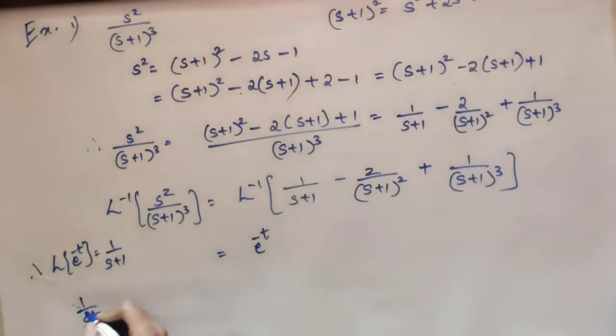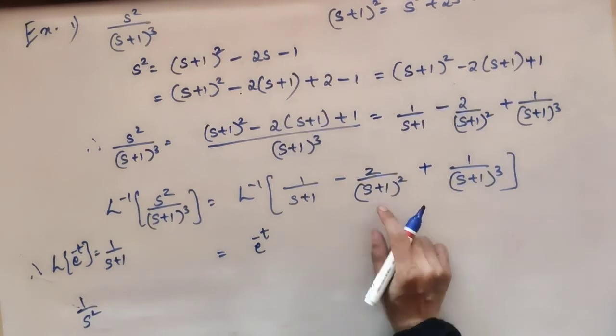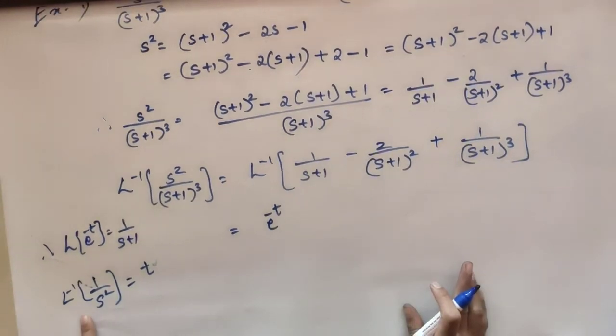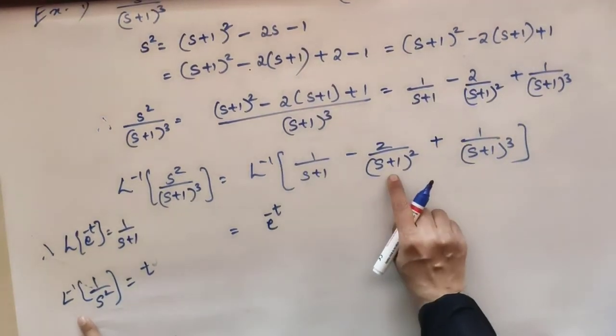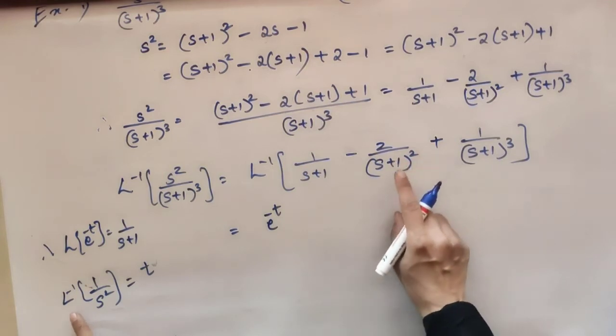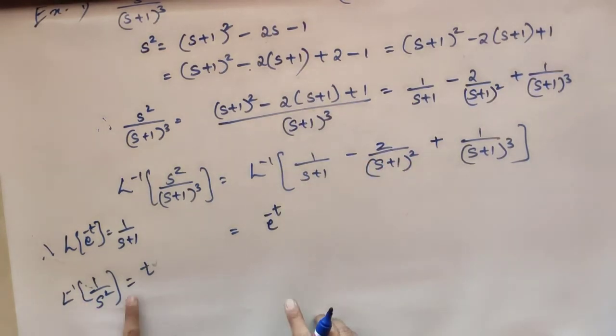Wherever it is s plus 1, simply write s there. So what is L inverse of this? You all know very well, the L inverse of this is t. So you remove your s plus 1, simply write it as s. So it becomes s square here, is it not? So I want L inverse of 1 divided by s square. It is t or no?